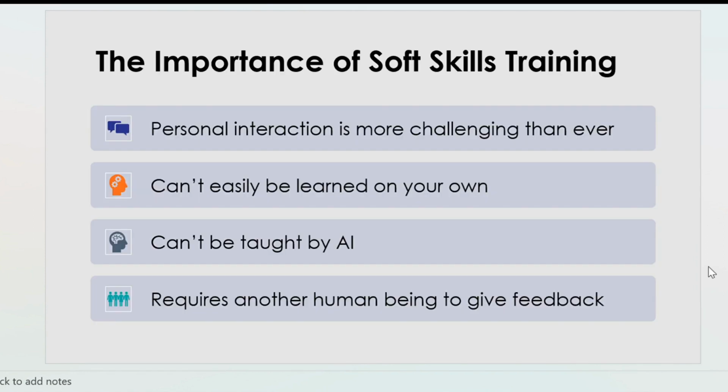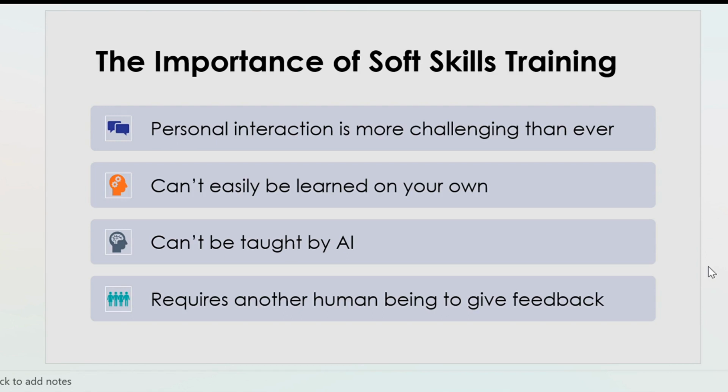So let's first talk about the importance of soft skills training. It's something that requires personal interaction, which is more challenging than ever today. A lot of people are just communicating virtually over things like email and text messages and direct messages and comments. But personal interaction is something that people still crave and need practice at because they aren't doing as much of it. So it's very challenging and it's something that can't easily be learned on your own.